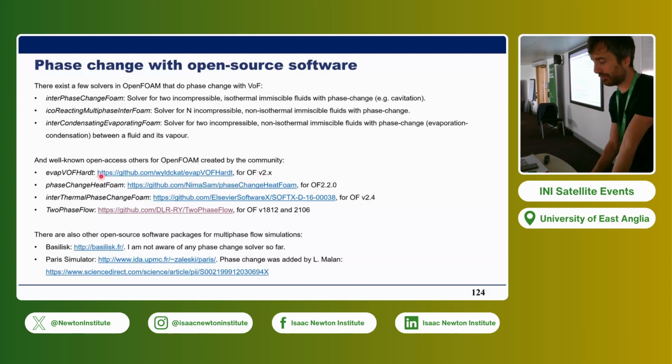But you see that the first three are old. OpenFOAM version 2 point something, we are talking about 10 years ago. Two-phase flow is the one I'm installing now in the virtual machine. And there are also other open source software packages for multi-phase flow simulations. Now, this is a bit outdated because I have Basilisk, but I write here, I'm not aware of any phase change solver so far. Well, there is one now, like Radu said.